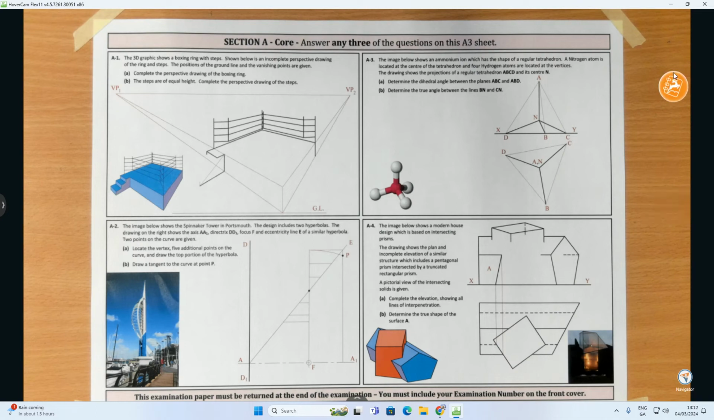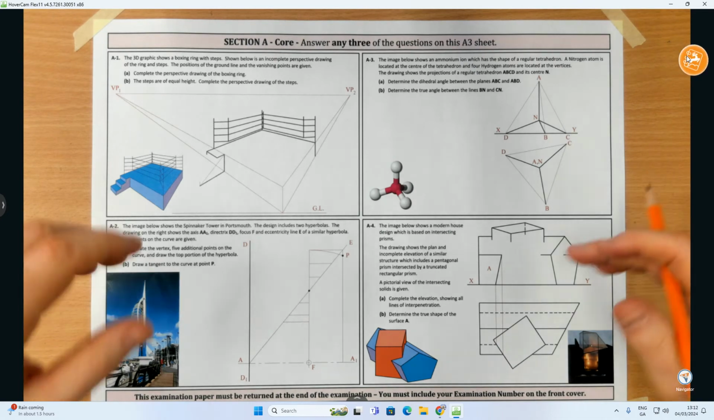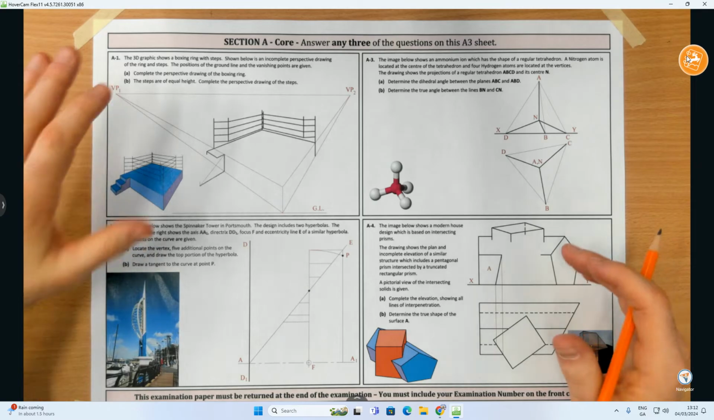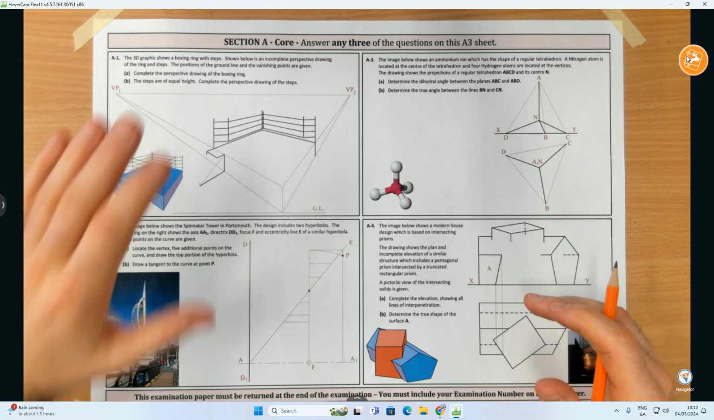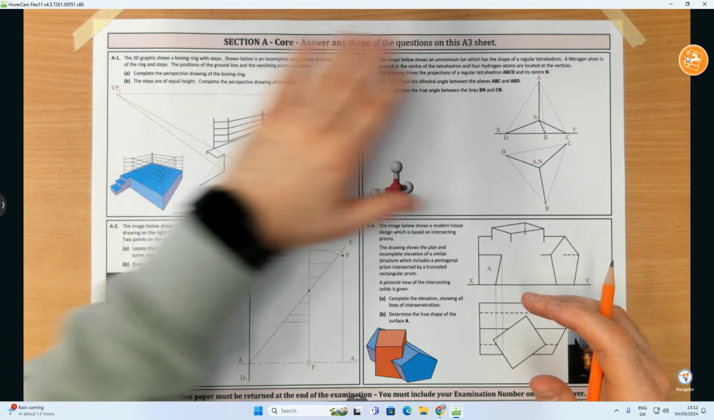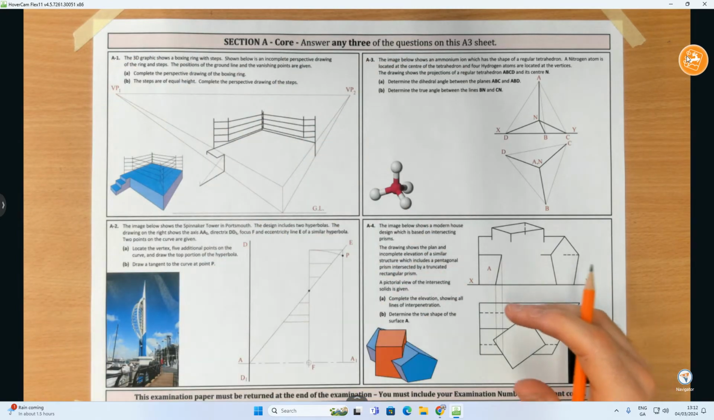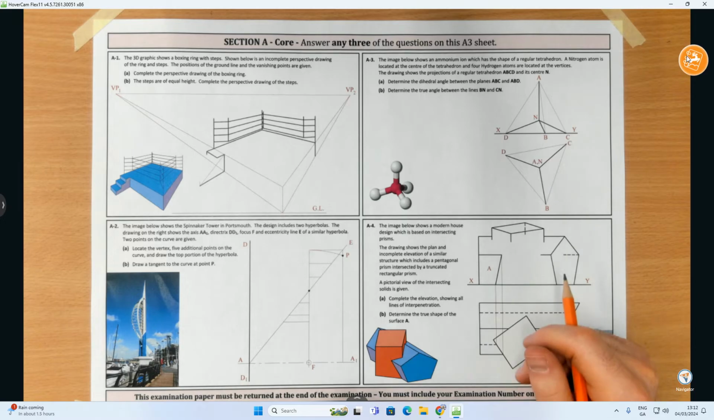Hi folks, so in this video what I'm going to be doing is going over the Section A problems from the 2021 Leaving Cert DCG higher level paper. As with any questions in the Section A section, there's always going to be 4 problems posed at you, and what you're going to have to do is attempt 3 to try and get the full marks out of it.